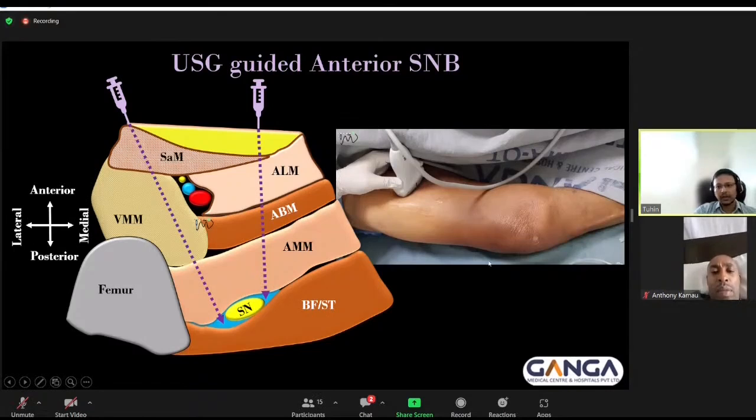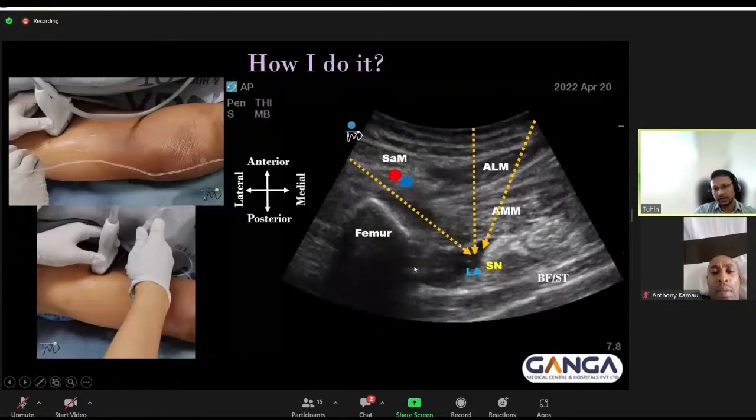So here you can see the hyperechoic bony shadow, that is the femur, the superficial femoral artery and vein, and then the needle entry was either in plane from lateral to medial, medial to lateral, or out of plane, and the drug was deposited next to the sciatic nerve. After depositing the LA, the paraneural sheath or the epimysium of the muscle will be delineated and the sciatic nerve will become more prominent here.